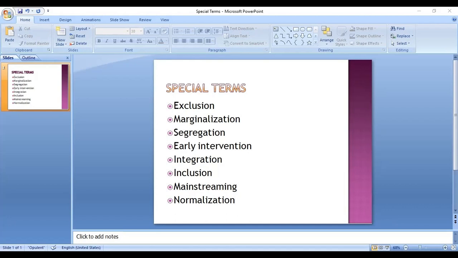For example, visually impaired children are there in a normal school. For some part of the teaching of the curriculum, they will sit along with the normal students. And after some time, when they need special techniques and special instructions, they will be shifted into special rooms where the techniques required for their learning are followed. So this is known as integration.